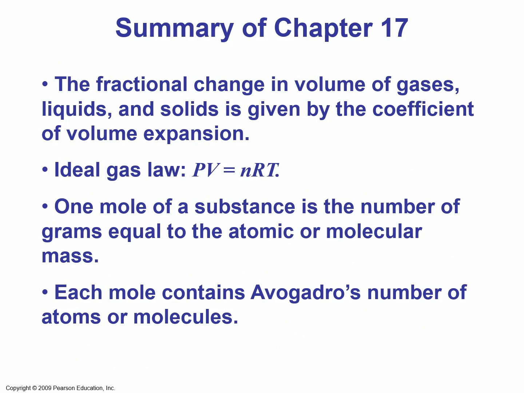The ideal gas law is given by pressure times volume, or PV, equals nRT, or the number of moles times the gas constant times temperature. 1 mole of a substance is the number of grams equal to the atomic or molecular mass. Each mole contains Avogadro's number of atoms or molecules.